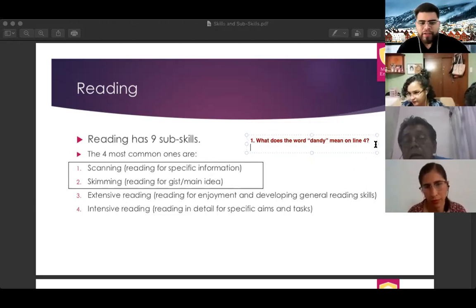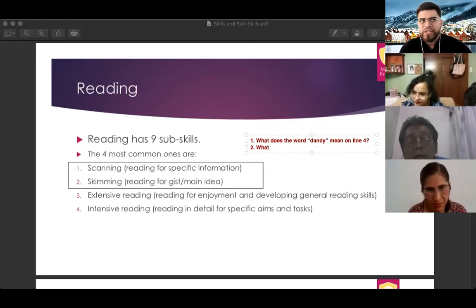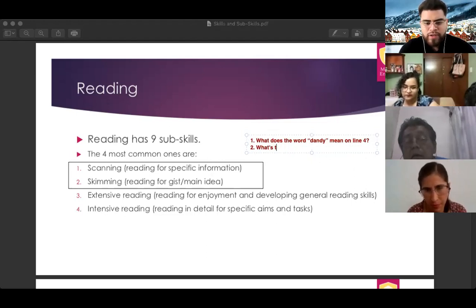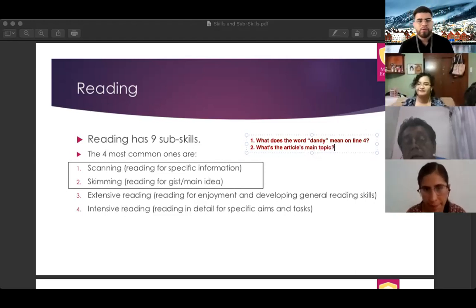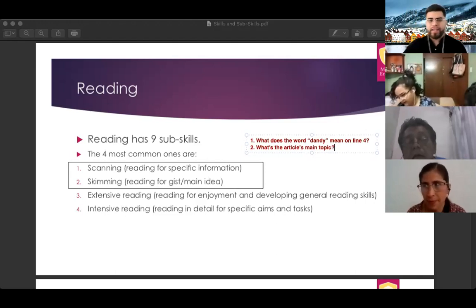And for skimming, skimming is for questions that will ask you about the main idea. What's the article's main topic? We'll ask you questions like that. Or what is the purpose of the author writing this?